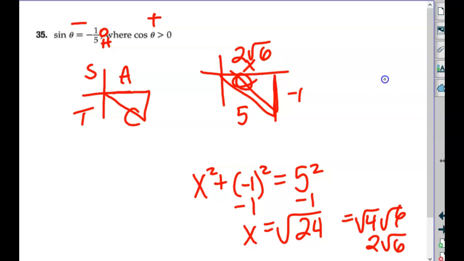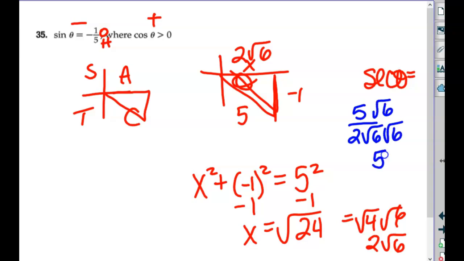Okay. What if it asked for the secant? Would it be hypotenuse over adjacent cosine, right? Secant flipped over is cosine. Square root of 6 would be 5 square roots of 6 over 12.